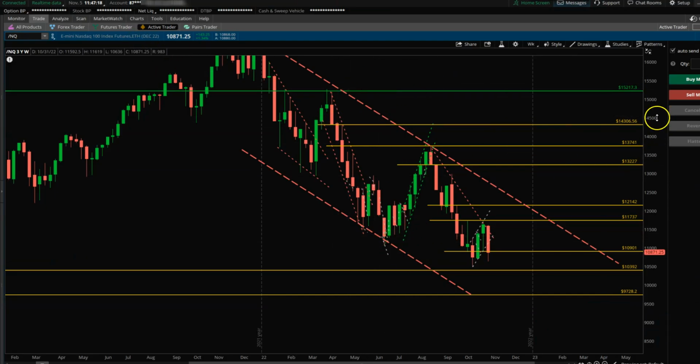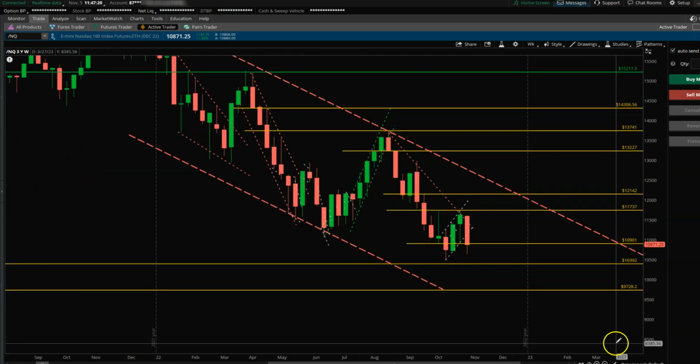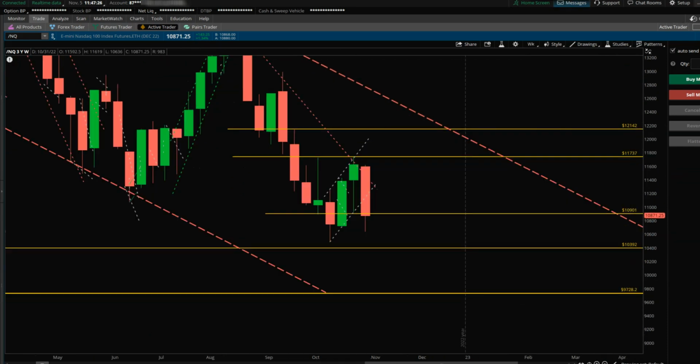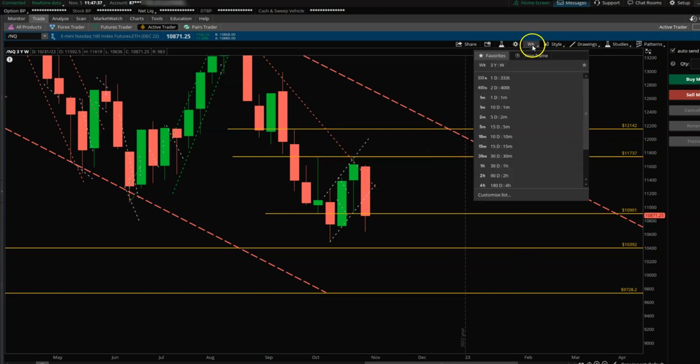Let's start with that NQ, right? So you're looking at a chart of E-mini Nasdaq futures, weekly view. It looks like we got a rejection right from this 11,730 level, right? Couldn't really get above that. That has a couple of touch points there.